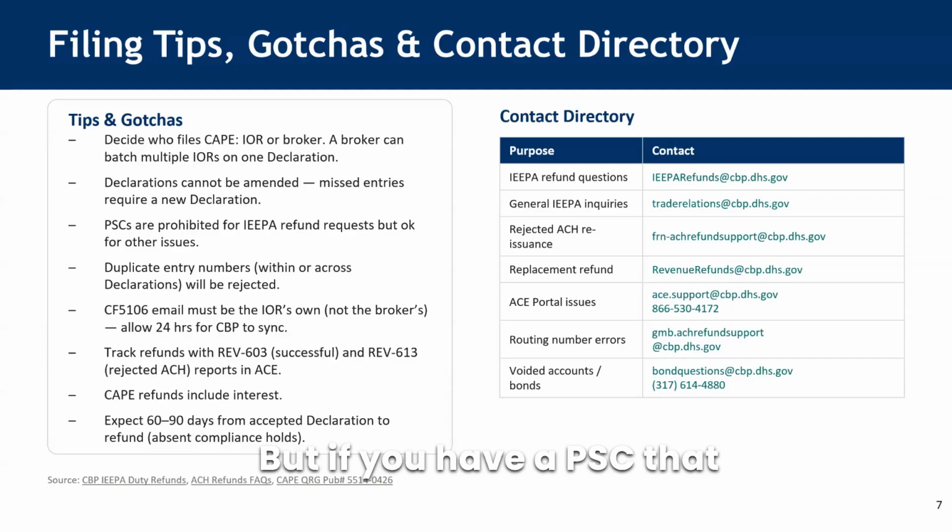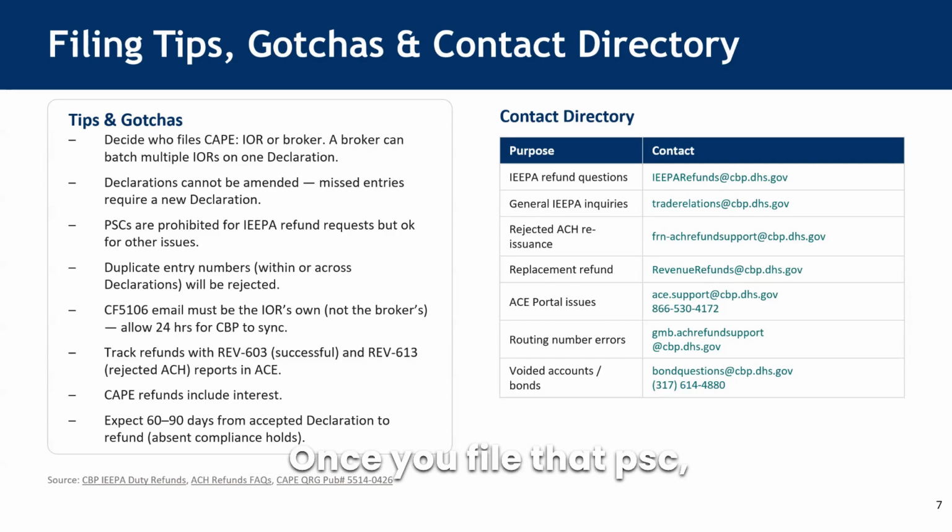But if you have a PSC that you need to file for some other issue, maybe your value is wrong. Maybe you got your 232 metal content value wrong. Maybe your classification is wrong. Whatever it is, maybe you took an exemption that you weren't entitled to. You do want to go ahead and file a PSC on whatever issue that you need to make your entry correct.